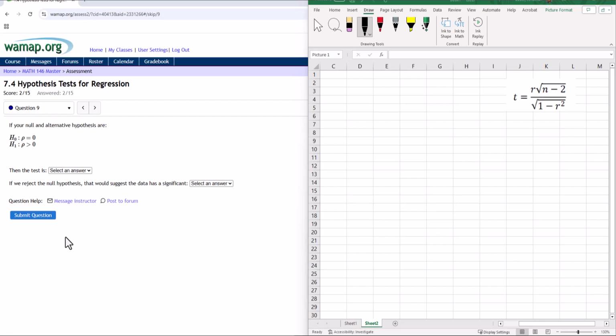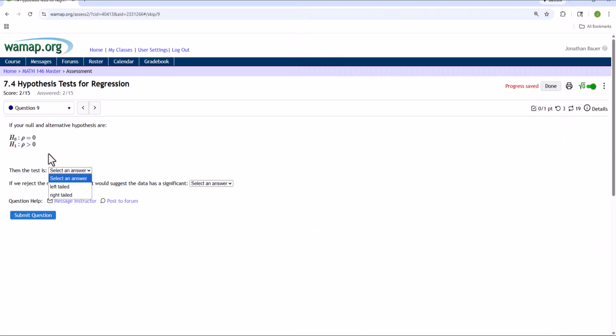All right, we're back here to do a couple more examples from section 7.4, and we've kind of zoomed forward to some of the questions that are starting to ask us about hypothesis tests. So, if your null and alternate hypotheses are the null hypothesis, rho is equal to 0, the alternate hypothesis, rho is greater than 0, then the test is, and we have here whether we're left-tailed, right-tailed, or two-tailed are the real options. In this case, we just have left or right. This arrow is pointing towards the right, so that means it's going to be a right-tailed test.